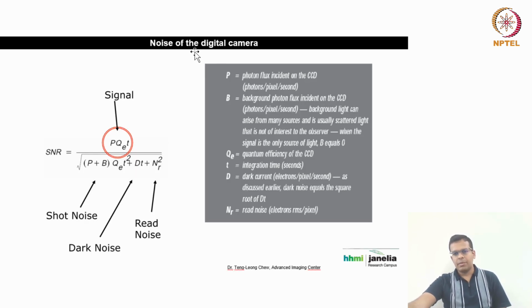So, noise of the digital camera. There are three types of noise known as shot noise, dark noise, and read noise, and how they are correlated. The signal to noise ratio equation is given here, and there is no need to go into the details of this equation, but I am showing it just to give you the idea that all these three noises contribute to your signal to noise ratio. Now we'll go into the details of shot noise, dark noise, and read noise.